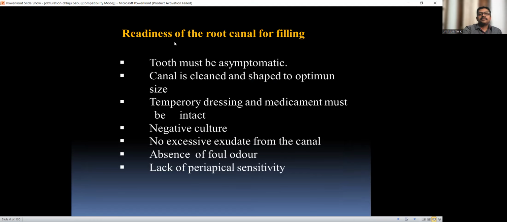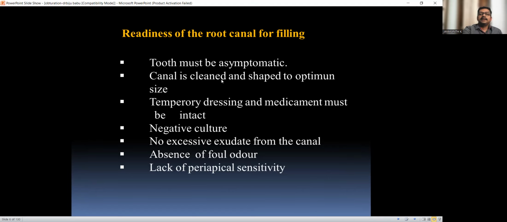Now the question is when we can say that a root canal is ready for obturation, or the readiness of the root canal for filling. So these are the criteria. The tooth must be asymptomatic. First of all, the tooth to obturate should be completely asymptomatic. It should be free of any pain or inflammation or any infectious process. It should be totally asymptomatic.